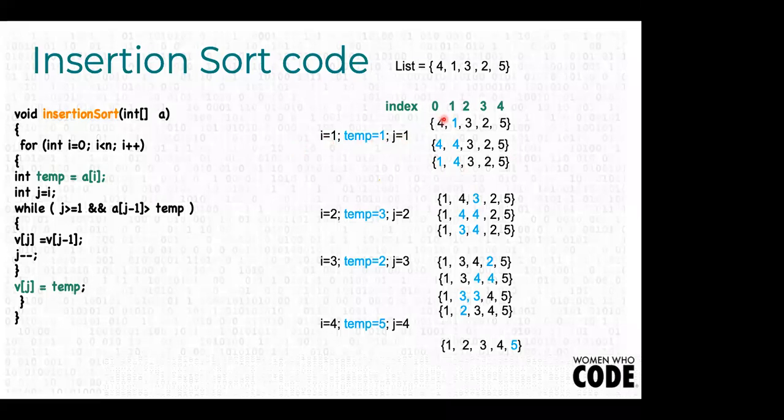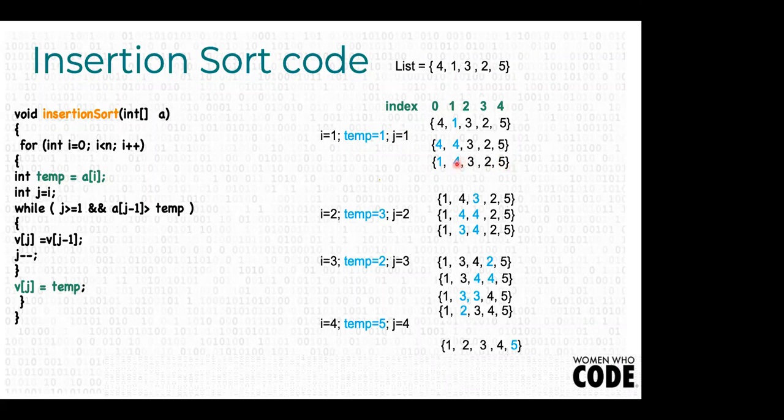Moving to index 2, here i's value would be 2, and when you swap, this value will get swapped. So the new array, from 4 1 3 2 5, we have 1 4 3 2 5.